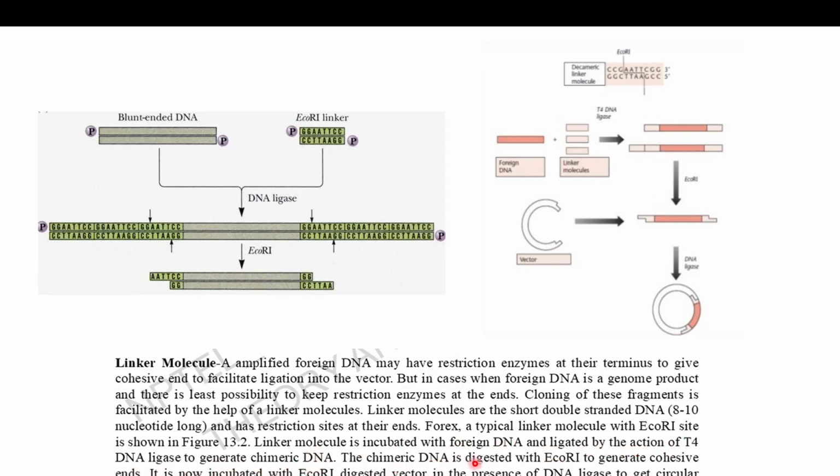Okay. And the chimeric DNA is digested. Chimeric means there are two different portions in the same molecule. The chimeric DNA is digested with EcoR1 to generate cohesive ends or sticky ends in this case. It is now incubated with EcoR1 digested vector in the presence of DNA ligase. This is the EcoR1 digested vector, and these are the EcoR1 digested linker molecules that were already ligated to the foreign DNA of our interest. These two are then joined together using DNA ligase to get circular clones.